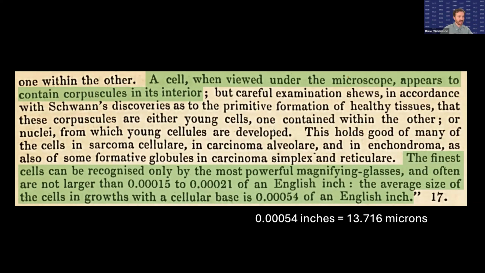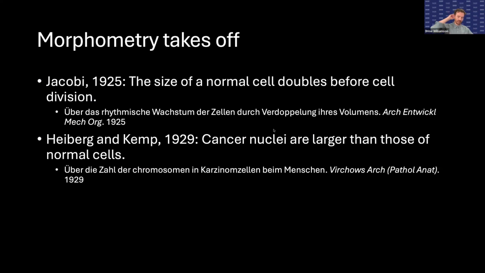And this idea of morphometry, the quantification of these histologic features, really exploded in the 1920s and beyond. And so we have in the 20s the first description of some things that I think are commonplace nowadays, that a cell doubles in size before it divides, and something I think we all recognize, that cancer nuclei are bigger than that of normal cells. And so these are like quantitative descriptions of these things.